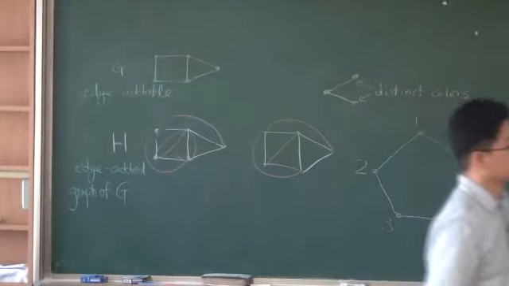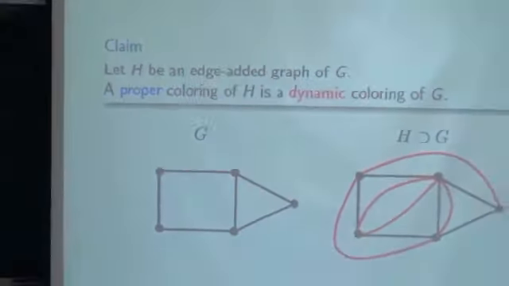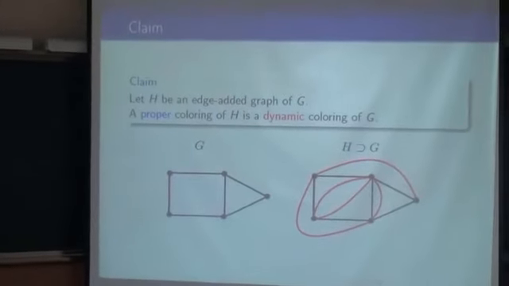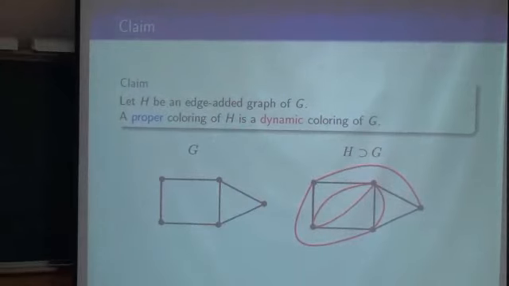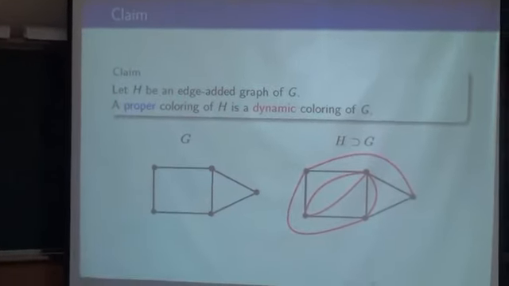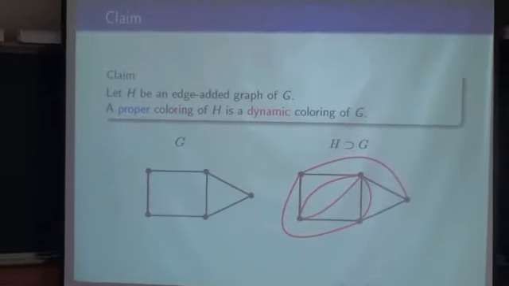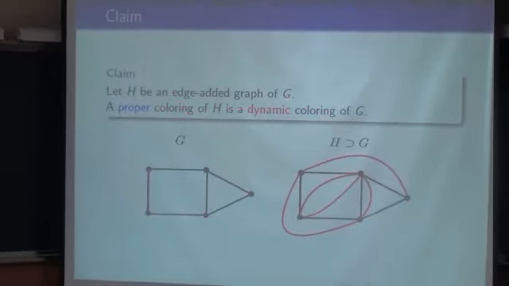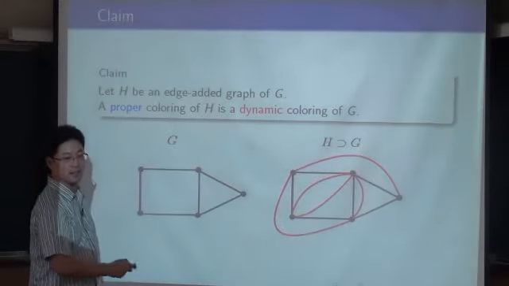Okay, so why do we think of this kind of new definition? That is from the following claim. We want to connect proper coloring to dynamic coloring, and this claim gives us that. Let H be an edge-added graph of G, then a proper coloring of H is a dynamic coloring of G, right? Let's assume that we have a proper coloring of H.